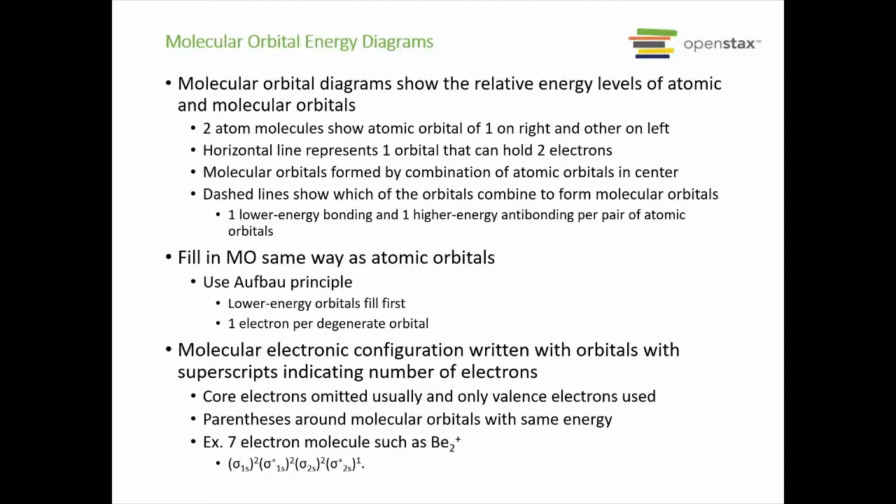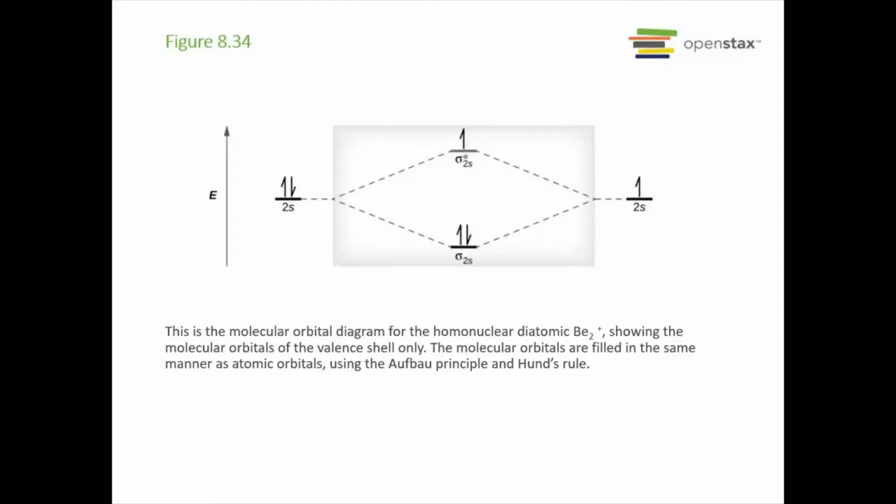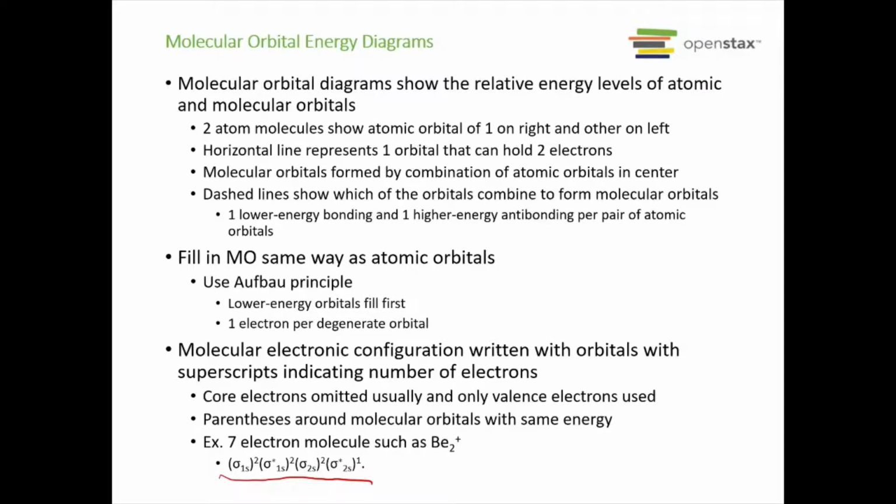So for instance, Be2+ has 7 electrons. It's a 7 electron molecule. So doing its molecular electronic configuration, we have sigma 1s2, sigma star 1s2, sigma 2s2, sigma star 2s1. And this is the molecular orbital configuration for just the valence electrons of that Be2+. Notice we had a full 1s shell, so we're just looking at this 2s.